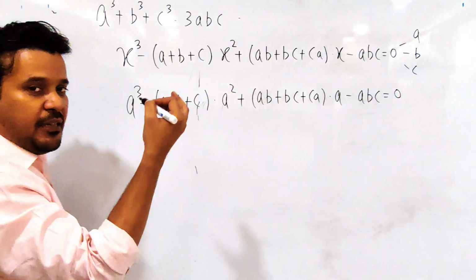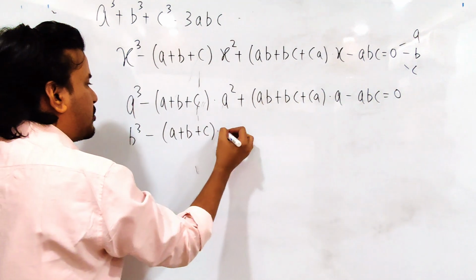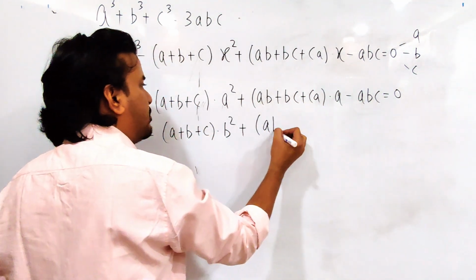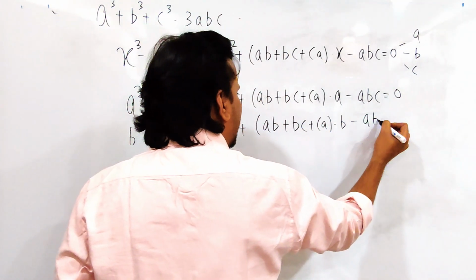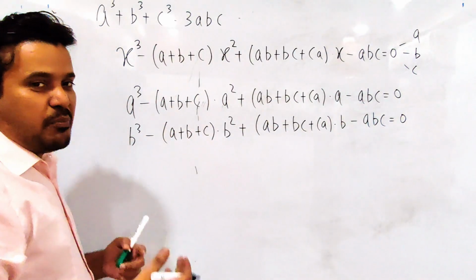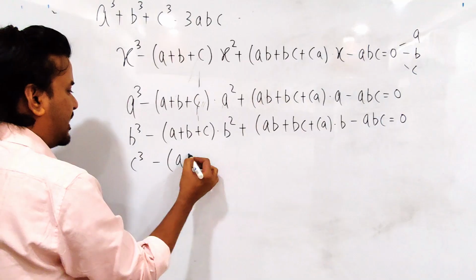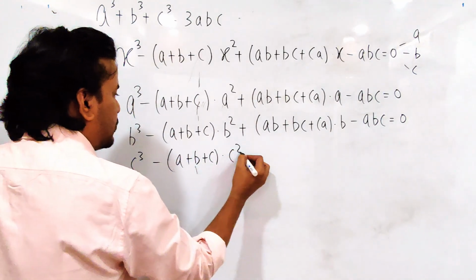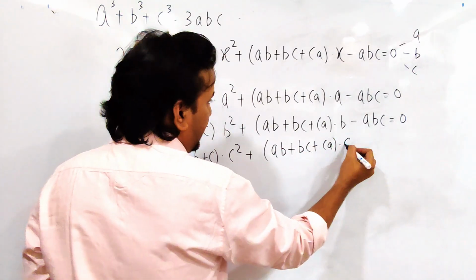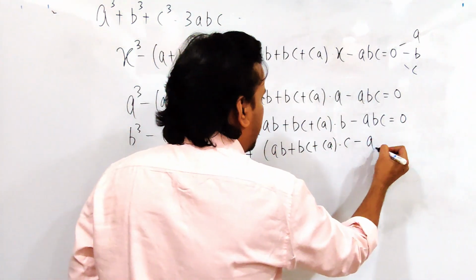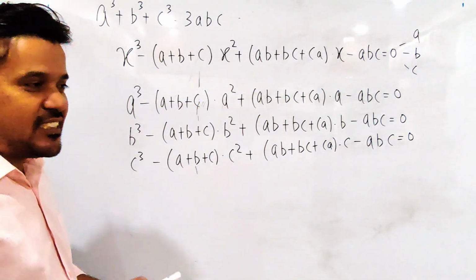And cyclically we can write, B is a root, so we can write B cube minus (A plus B plus C) into B square, then comes (AB plus BC plus CA) multiplied by B minus ABC. You all can see A cube plus B cube plus C cube minus 3ABC is soon going to form. Then comes C cube minus (A plus B plus C) into C square, and then comes (AB plus BC plus CA) times C, minus ABC equals 0. I think it is going to be very interesting.